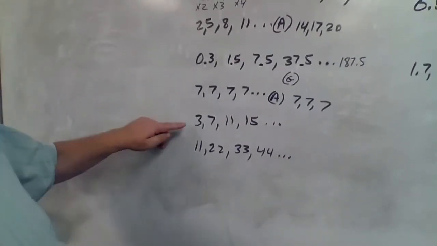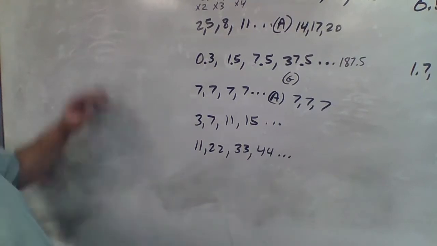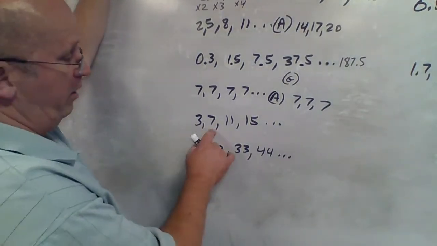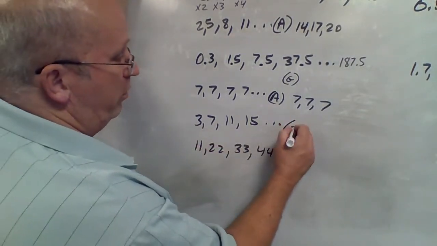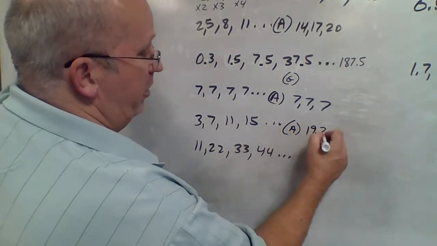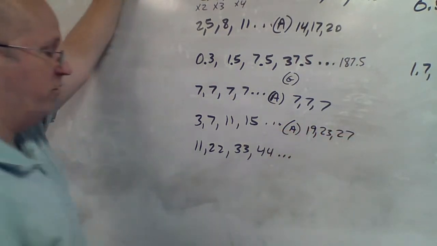How about this next one? 3, 7, 11, and 15. Well, that's just adding 4 each time, right? Do you see it? So that's arithmetic, and the next numbers would be 19, 23, and 27.